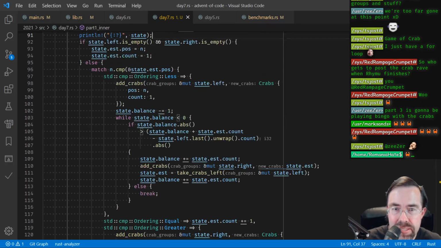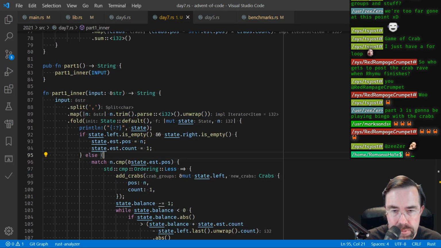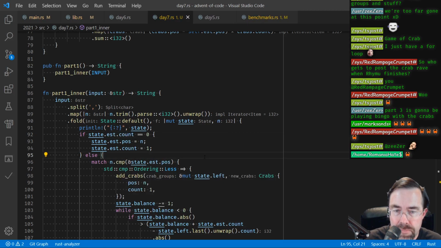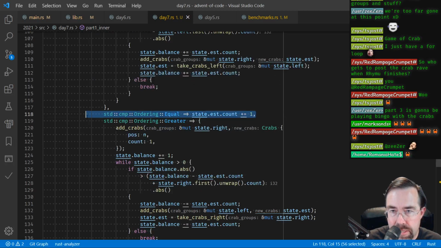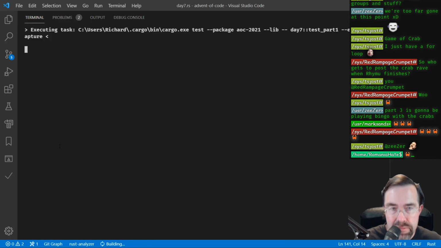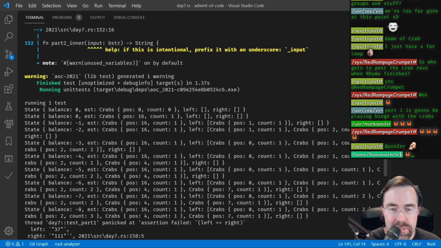So there's an estimate. Oh, it's this. Shoot. I know an easier way. Yeah, I know what this should be. This should be if state.estimate.count is 0. Then we place it in there. Otherwise, we find where to put the crab, right? We either add it to the left or to the right, or we put it on the estimate. Yeah, okay. So to see if that fixes it. Wouldn't that be cool if that just fixed it? No, it didn't fix it. Dang it.